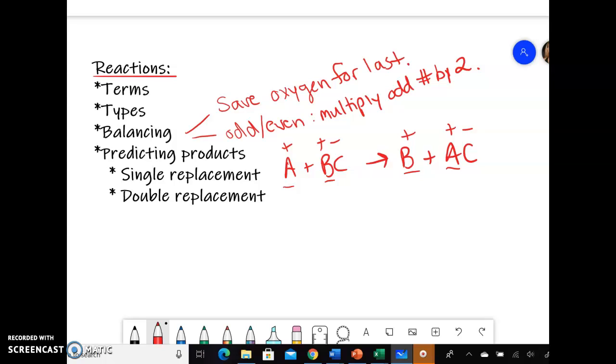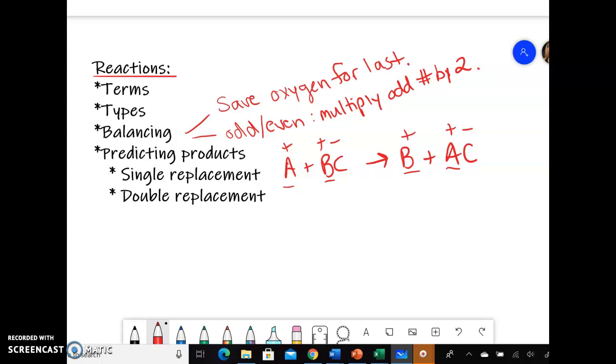And so if you're trying to figure out what A will switch with, it's only going to switch with the thing that's also the same charge as it. So for example, A can't switch with C because then 2 positives would be together. So you always have to rearrange it so that you get a positive and a negative together. But this reaction doesn't always happen.